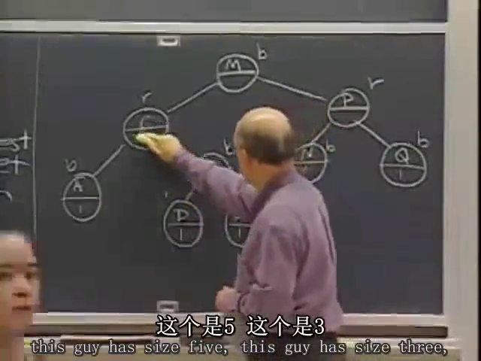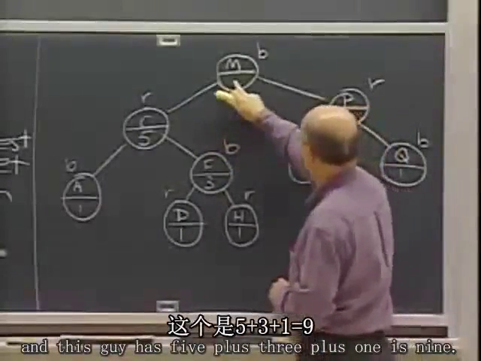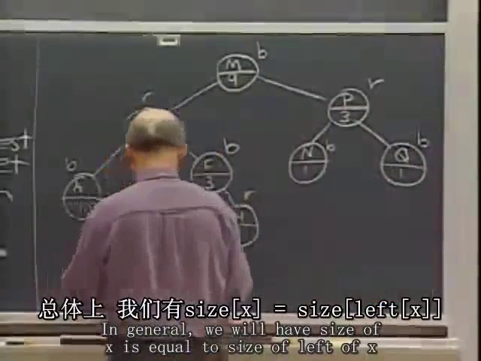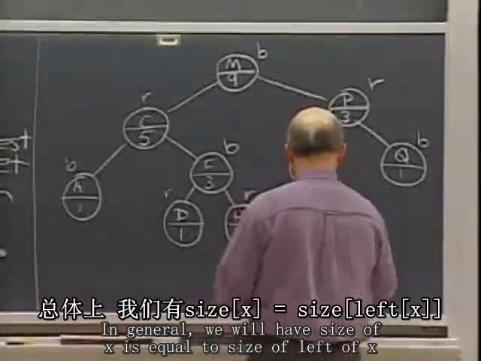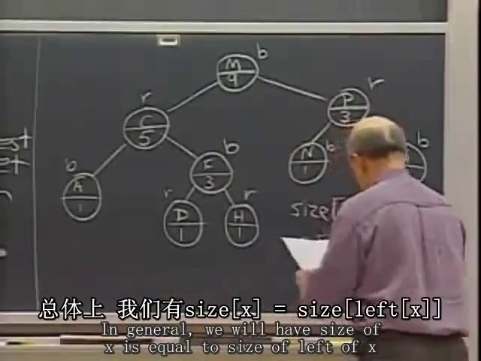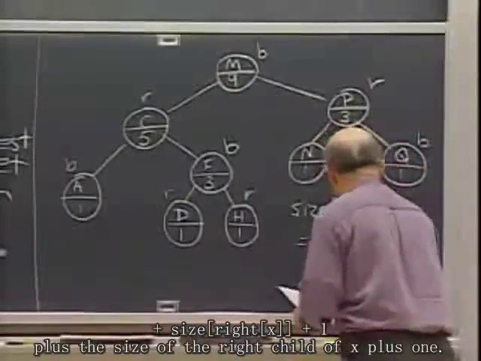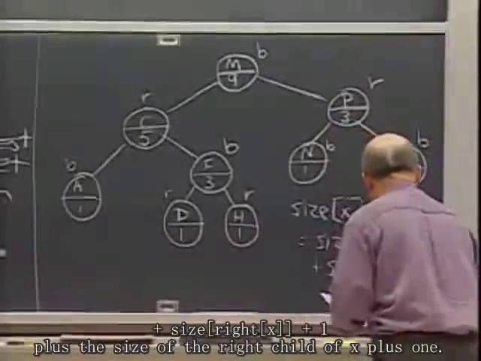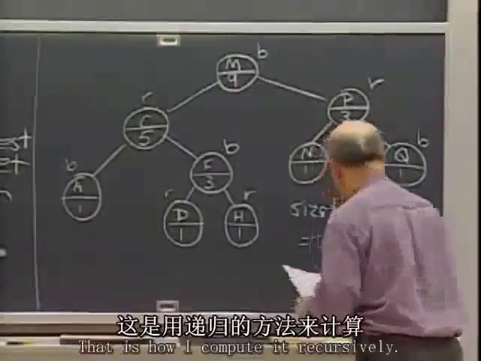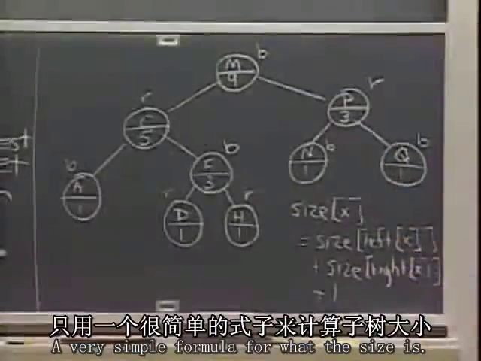This guy has size 5. Okay, this guy has size 3. And this guy has 5 plus 3 plus 1, which is 9. Okay, so in general, size of x is equal to the size of left of x plus the size of the right child of x plus 1. Okay, that's how I compute it recursively. Very simple formula for what the size is.